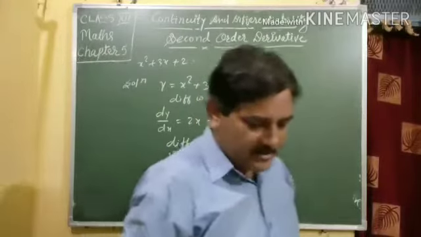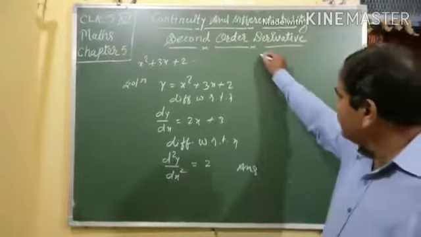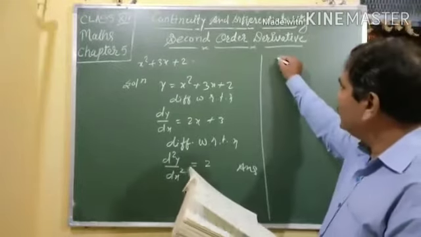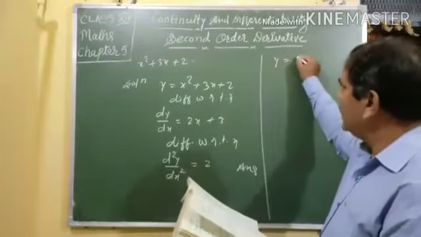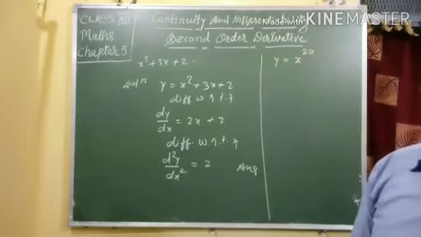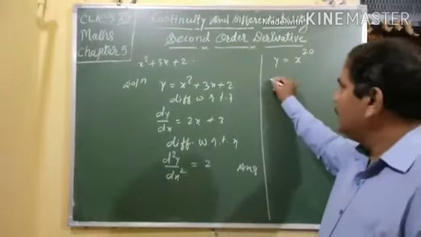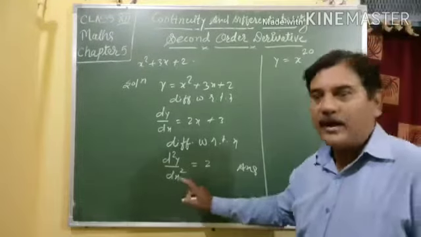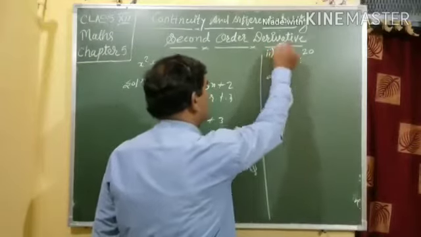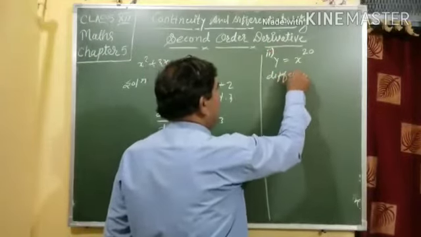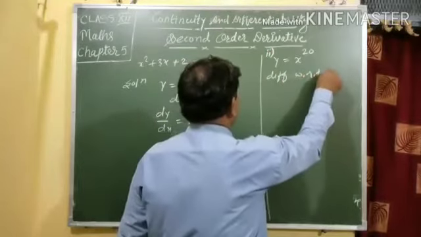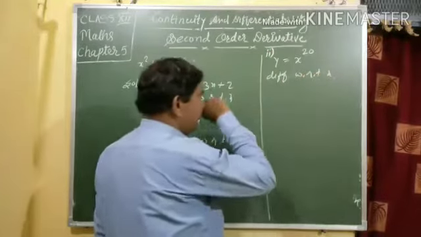This is an answer. Now look, second question. What is given second? x to the power 20. Okay, I am taking y is equal to x to the power 20, and you have to find d square y by dx square. This we have to find. So differentiate this second question with respect to x.